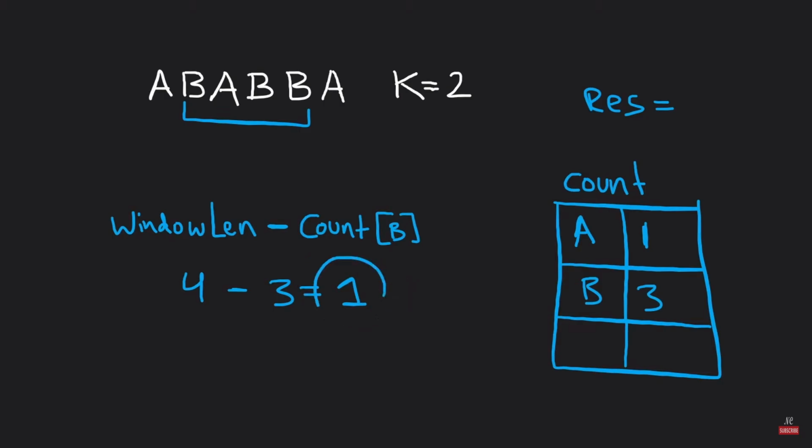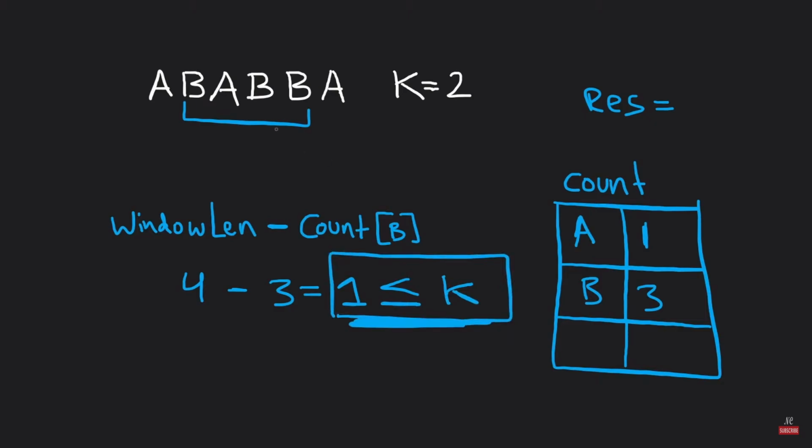How do we know if we have enough replacements to do one character? Well, of course, that's our input parameter k. So what we're confirming here is that this value is less than or equal to k. As long as this condition is true, that means our current window is valid. That means we have enough replacements to make those replacements in our current window. So this is the main condition that we're going to be checking.